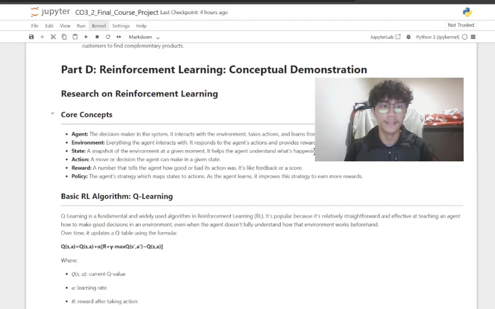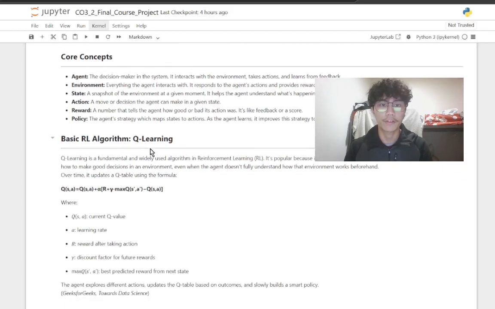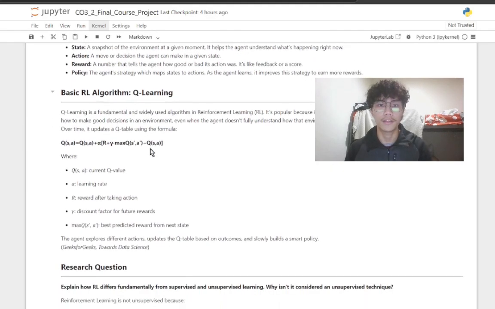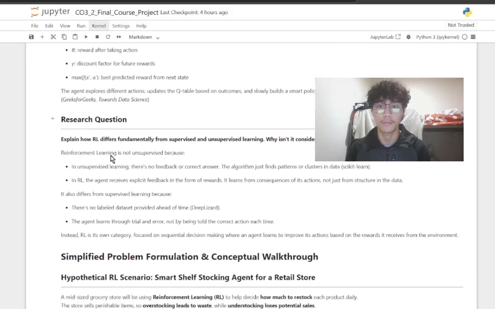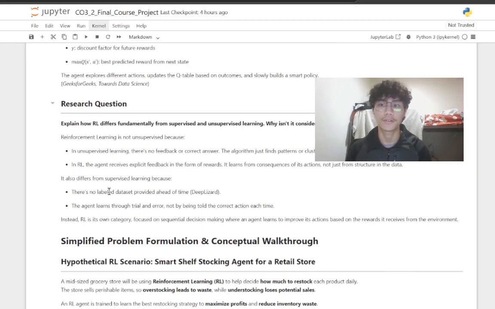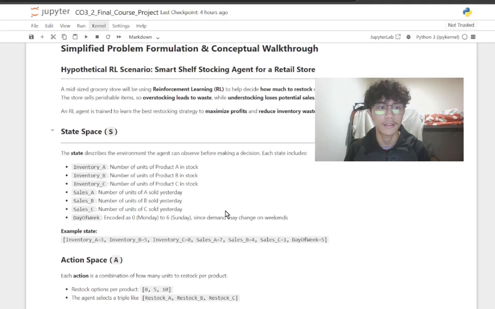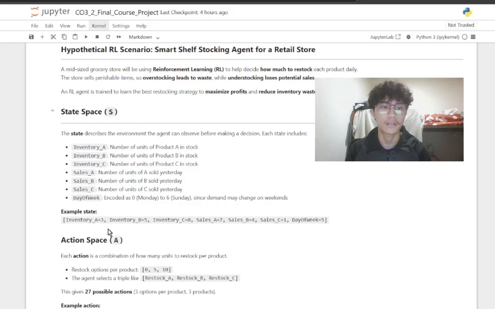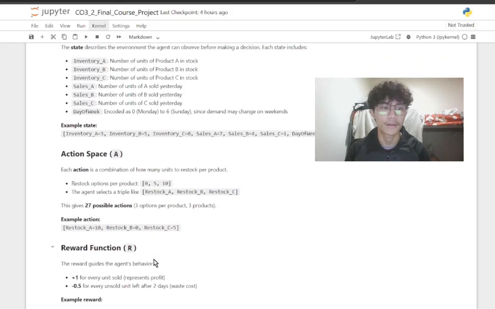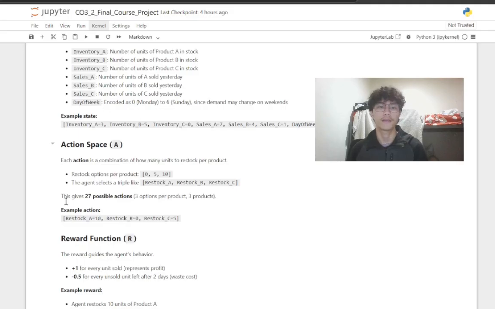So now we're in part D, where we explored reinforcement learning. It is fundamentally different from supervised or unsupervised learning because it involves an agent learning through trial and error by interacting with an environment and receiving rewards or penalties for its actions. Now, to illustrate this, we created a hypothetical smart shelf-stocking agent for a retail store. The state would be the current inventory levels and recent sales data. The action would be how many units of each product were stocked. And the reward would be based on maximizing profit from sales while minimizing costs from wasted products.